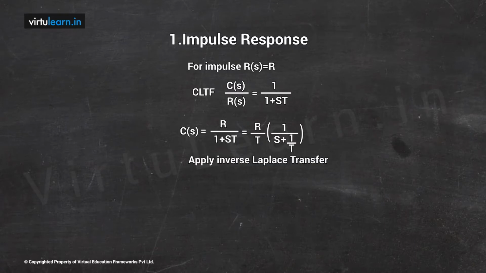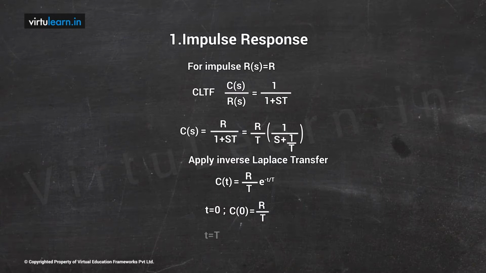The inverse Laplace transform we can write as C of t is nothing but 1 by T e power minus t by T. Here small t is time, divided by a capital T. Capital T we can call the time constant. Now from this equation, when you substitute t equal to 0, the initial point, your C of 0 is going to be 1 by T. That is the starting point of the impulse response.